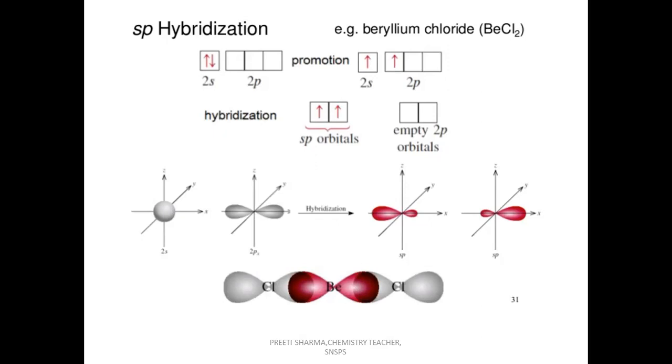See the shape of the 2s orbital here, students. You can see the shape of 2s is spherical, 2p is dumbbell. You can take any axis, x axis, y axis, or z axis of the 2p orbital.